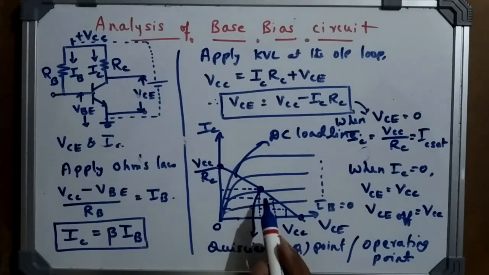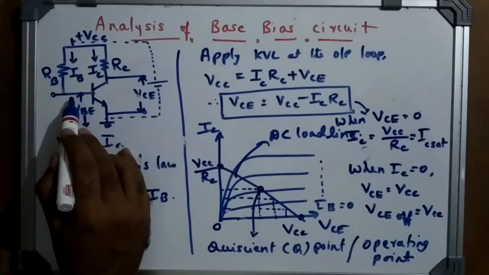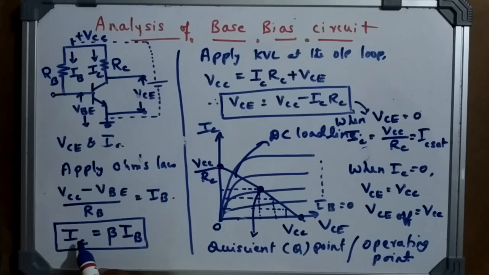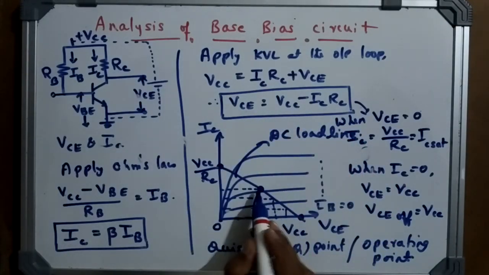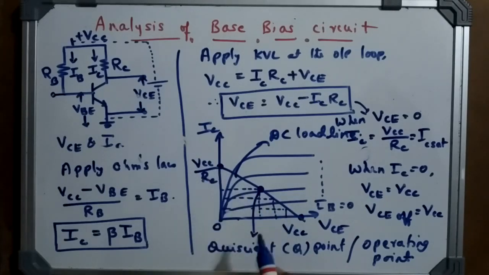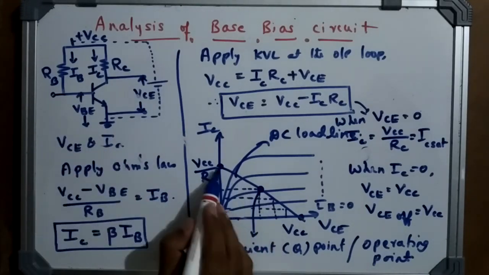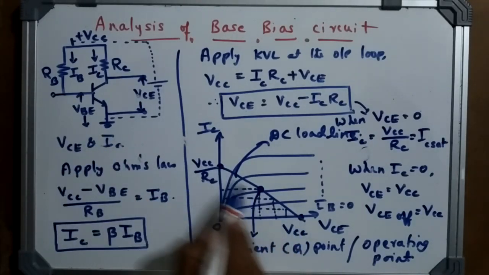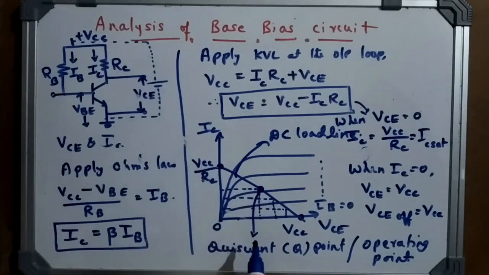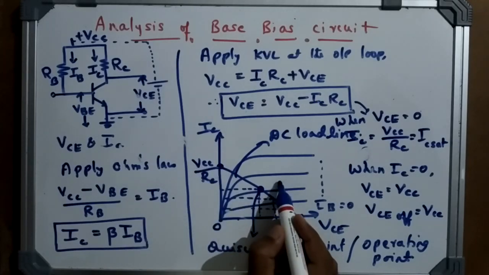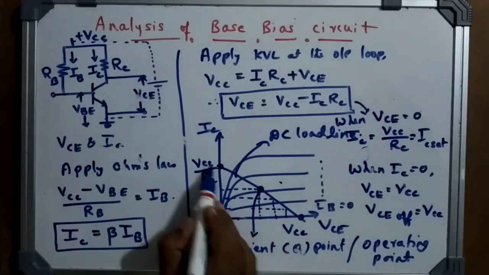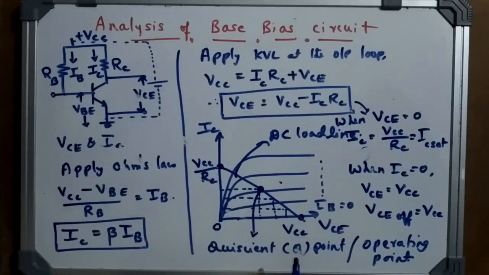Now when the input is applied, what will happen? IB will change, therefore IC will change. When IC changes, VCE will change. So there will be a different value of VCE and corresponding IC when input is applied. But whatever may be the value of input, the value of VCE and IC will be on this straight line. The coordinate of VCE and IC cannot be off this line. It will be on the DC load line.